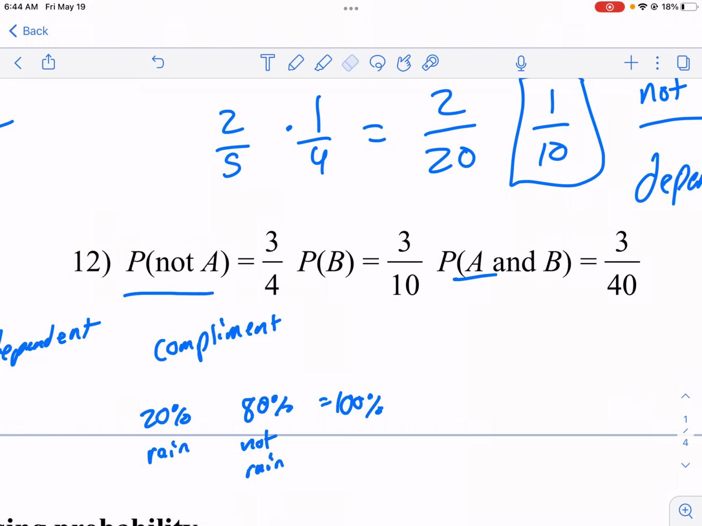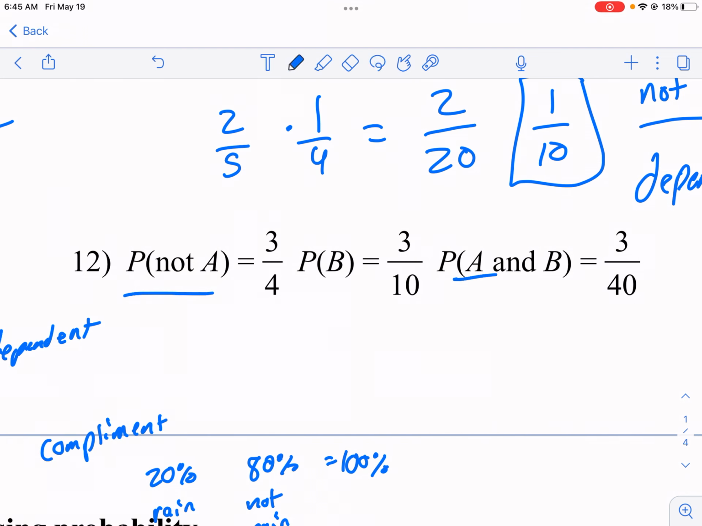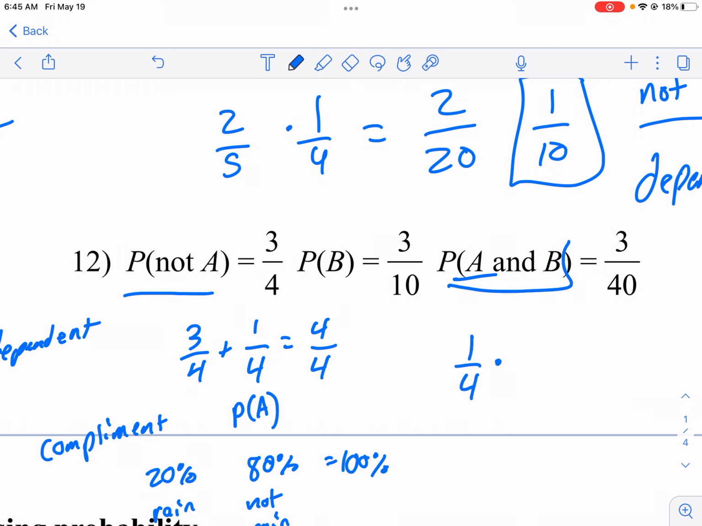So if we have 3/4 here for not A, then we need to add something to it where it's going to equal 4 out of 4. So obviously it's 1 out of 4. This is the probability of A. So the probability of A is 1 out of 4. So we're going to do 1 out of 4 times 3 out of 10, because I changed it because I want it to be equal to this. That needs to equal 3 out of 40, and it does. Okay, this is independent.